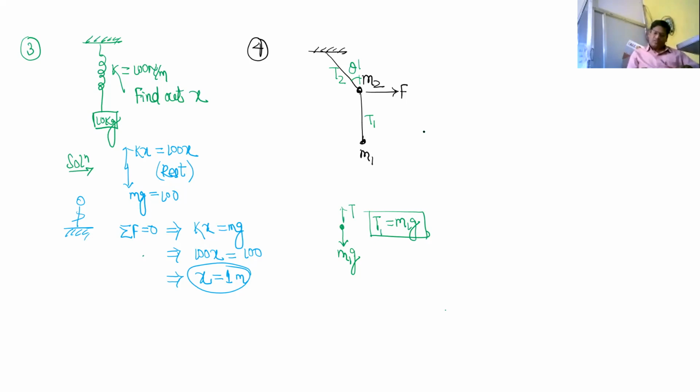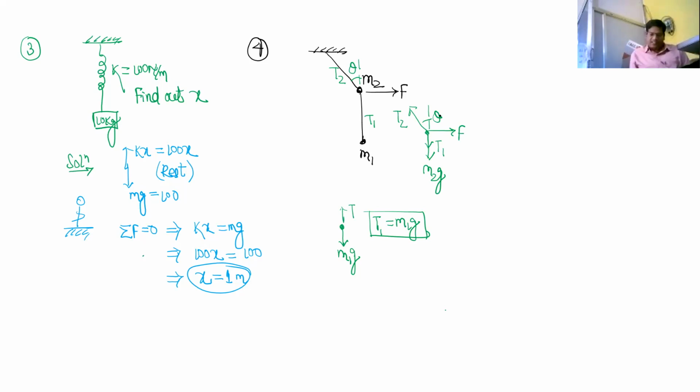Next, choose the system. m2 is my system. Draw free body diagram. So here m2g is acting as well as T1 is acting. Here F is acting, and here T2 is acting at an angle theta. So now choose coordinate axis. Horizontal is my x-axis and vertical is my y-axis.